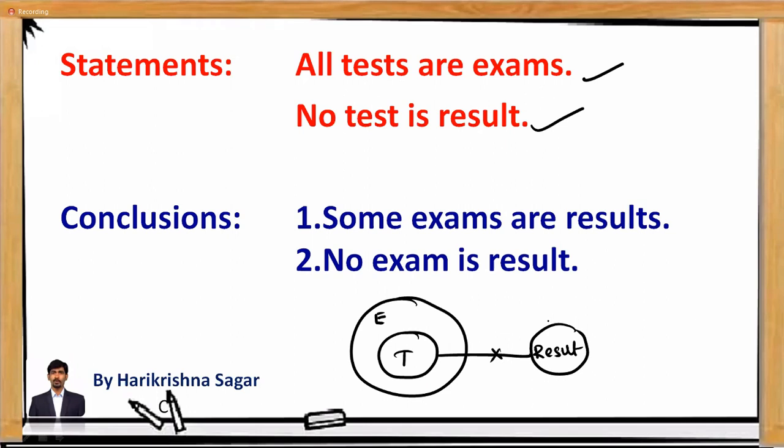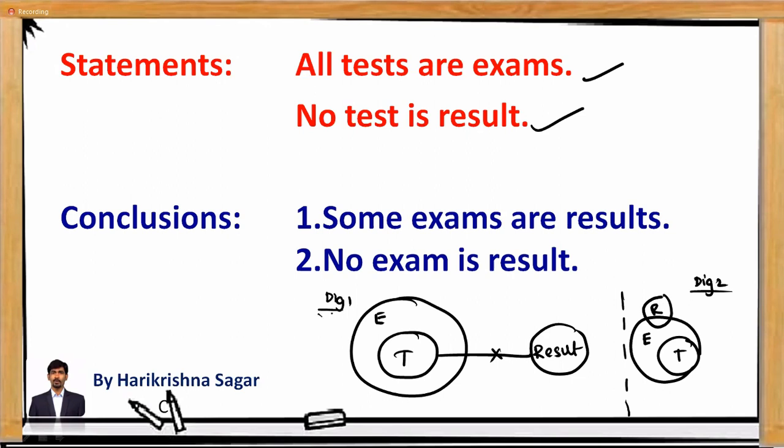This is what I'm trying to do: draw the diagram using the given data. Let's look at all tests are exams. I'm just taking test like this. All these tests are exams. No test is a result, that means I can take results here. So there is also one more possible diagram, diagram 2 and diagram 1. I'm trying to take the possibilities of the diagram. Let me go with the conclusions.